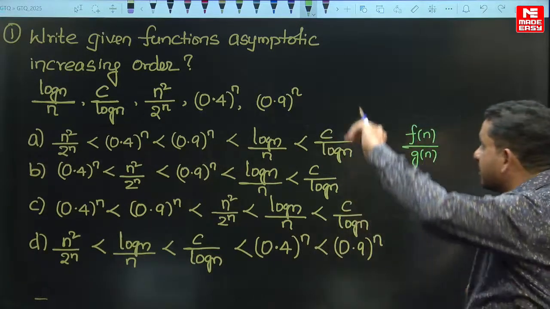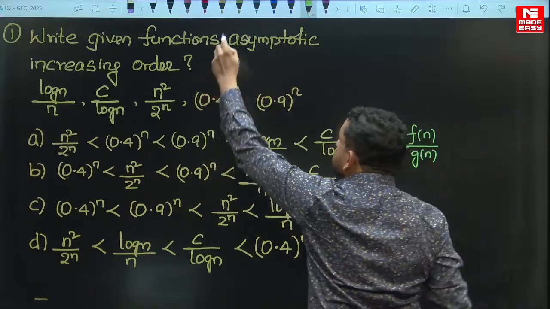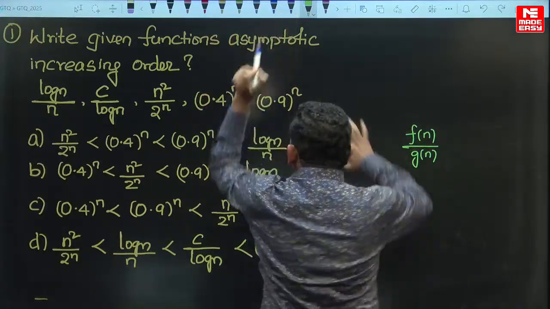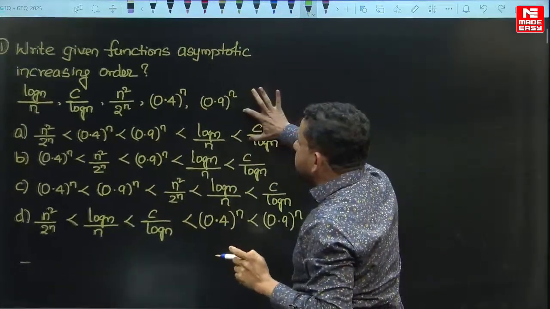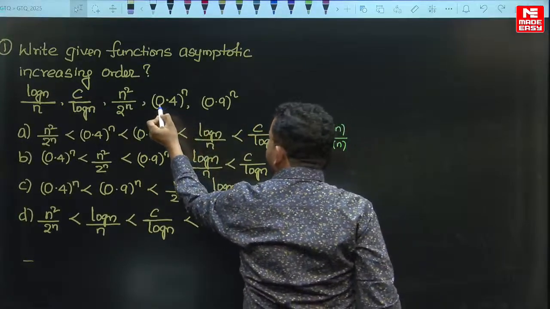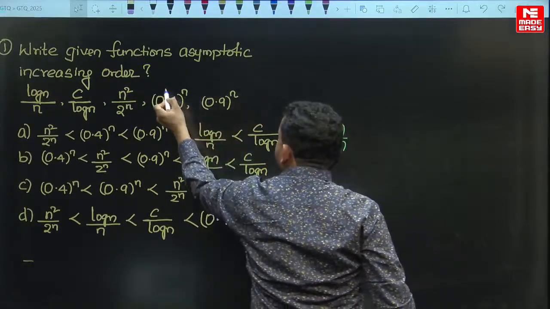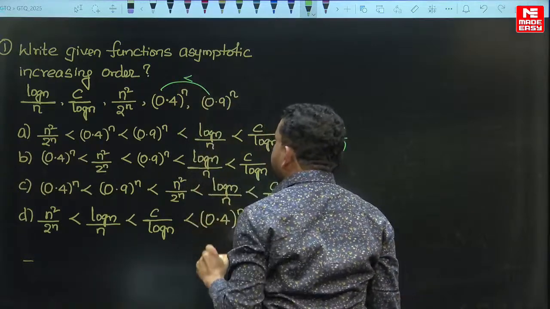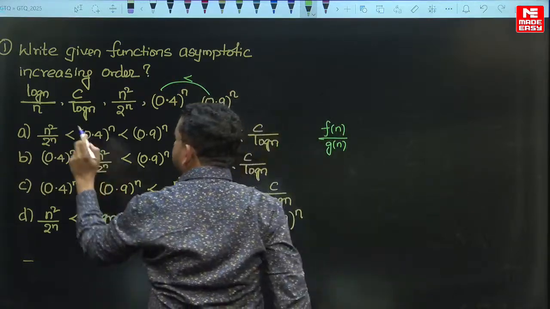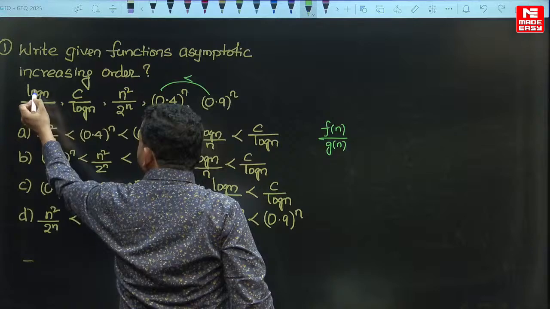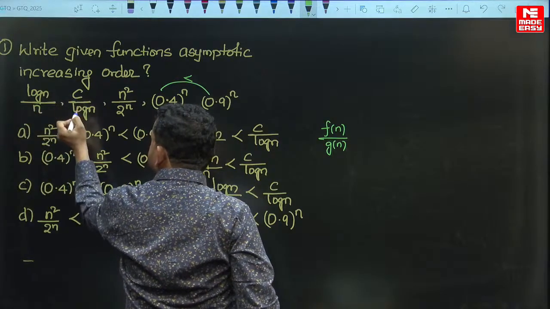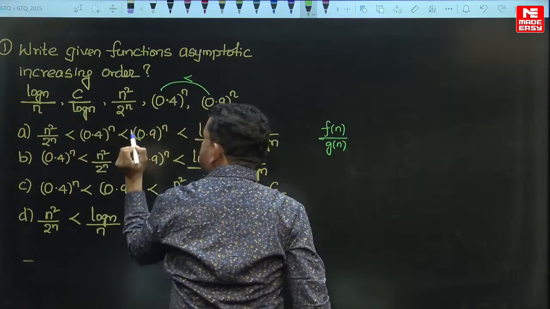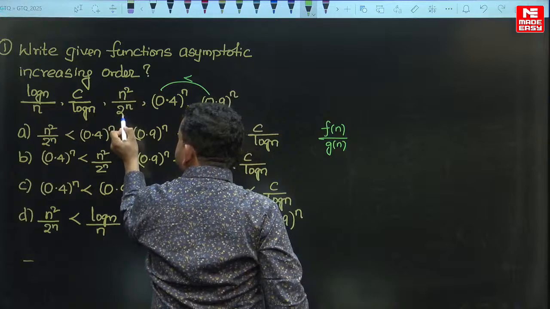Very good. Okay. So now for a few functions we can say the asymptotic increasing order: 0.4 power n is asymptotically smaller than 0.9 power n. Okay. So now log n by n is there, c by log n is there, and n square by 2 power n is there. So this denominator is too big.